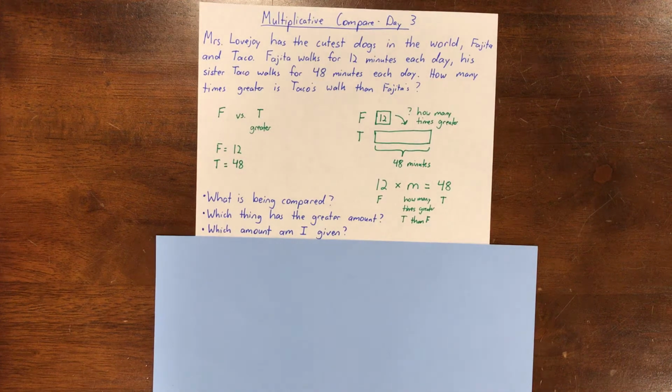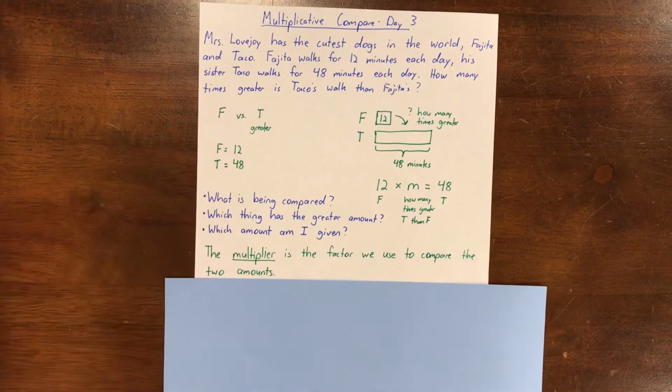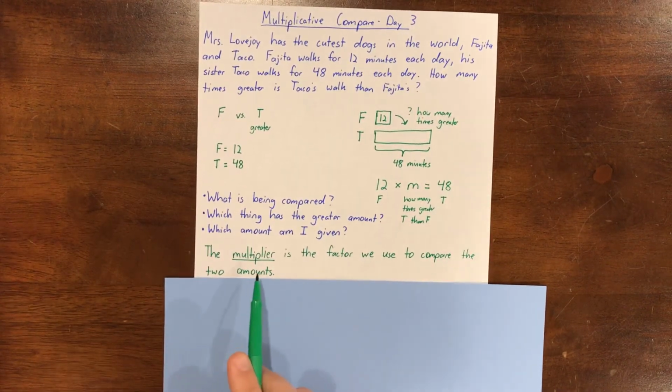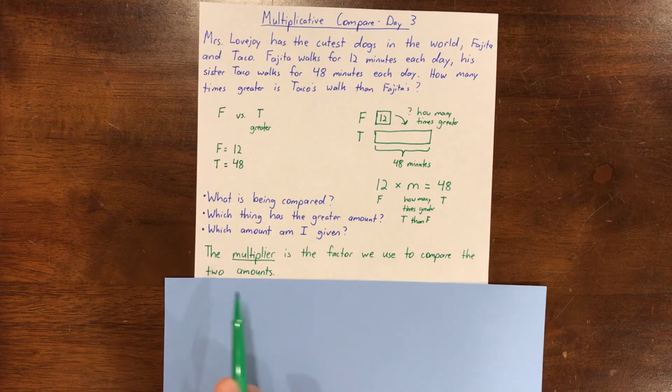Okay, so when we are looking for the times greater or fewer, we say that we are looking for the multiplier. The multiplier is the factor you are using to compare the two amounts. Read this with me. Go. The multiplier is the factor we use to compare the two amounts.